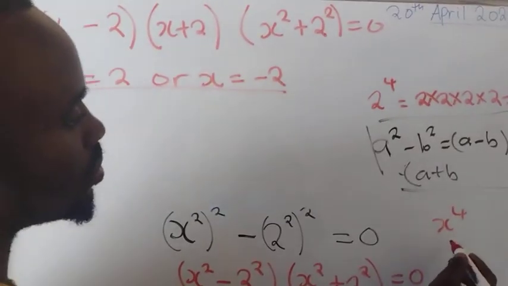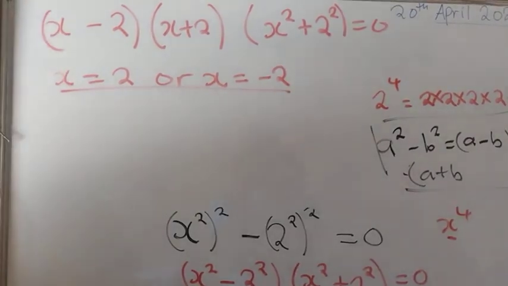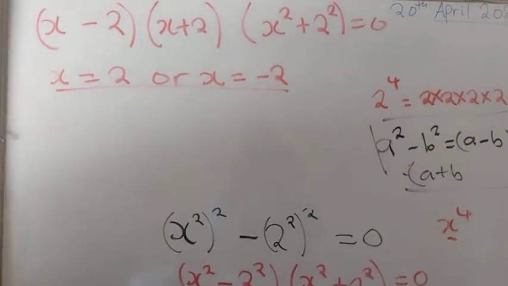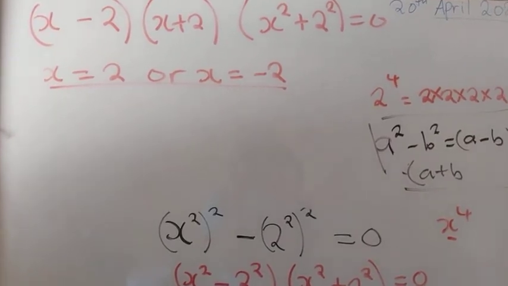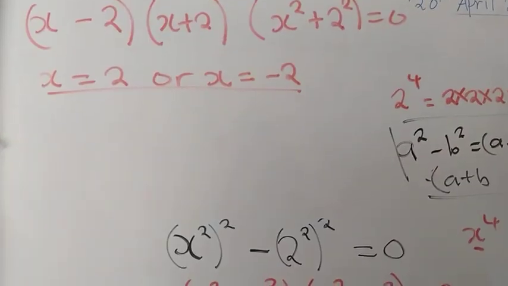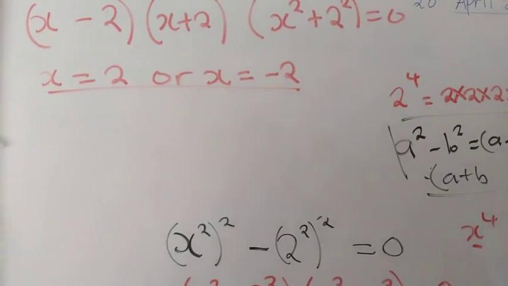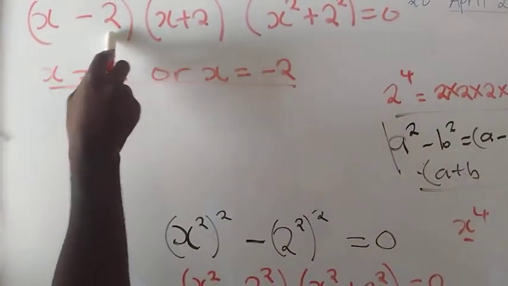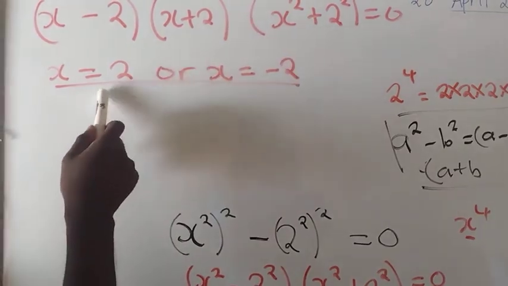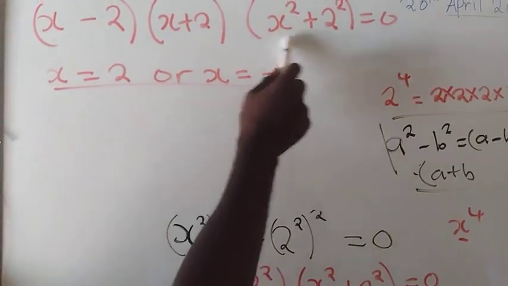Okay, so it means x is going to have 4 values. From those 4 values, some of them are going to be real solutions, others are going to be imaginary solutions. All right, I hope you have gotten the point that I've explained here. So for these x minus 2 and x plus 2, you have gotten these 2 values. Okay, so we are remaining with this.